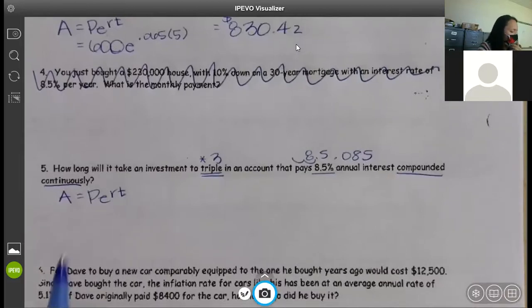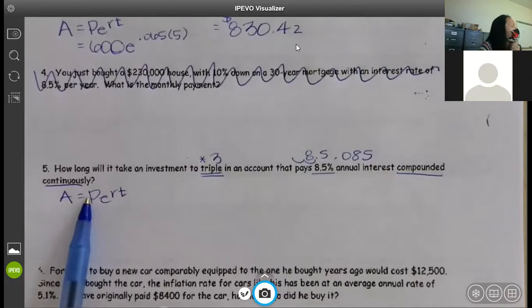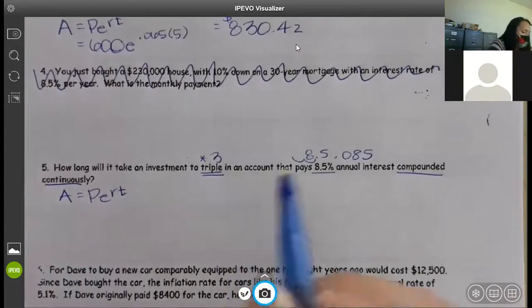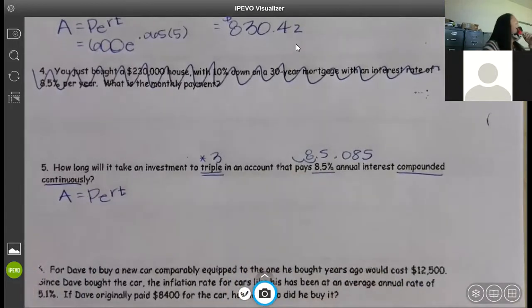Do we know how much we put in to begin with? We don't, right? So how do I know how to triple it, or how much I want in the end? This is exactly what you do. If you put in 1,000, what's triple that? 3,000. If you put in 10, what's triple that? 30. If you put in 1, triple that?